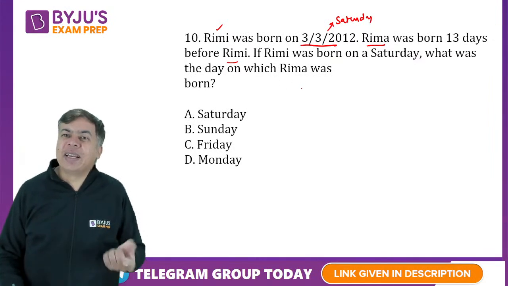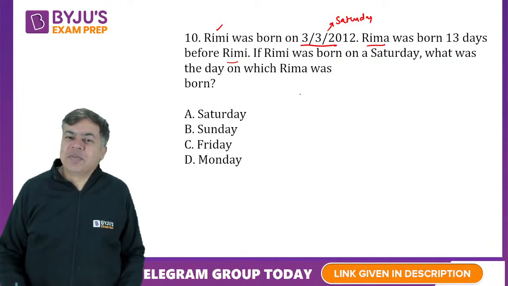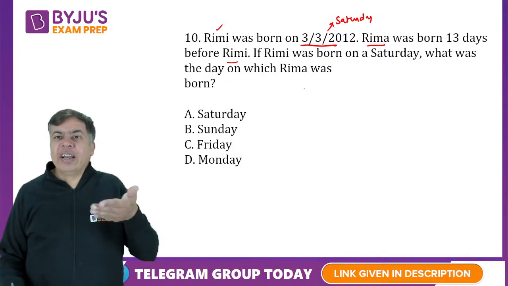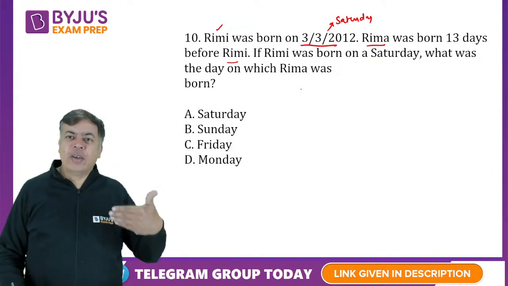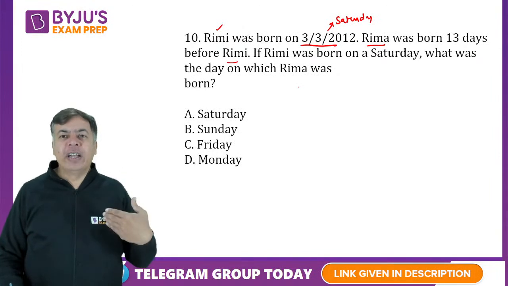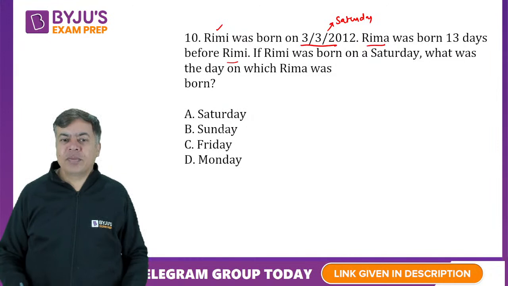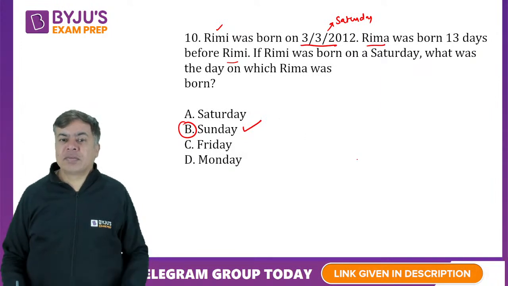This is very simple, super easy. So it is a Saturday and now we go back 13 days. If you go back 14 days, it will be Saturday. So before 13 days, it should be Sunday.